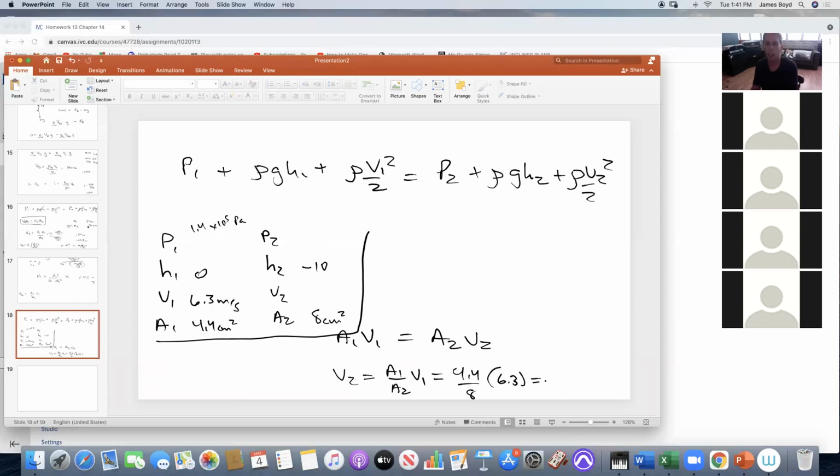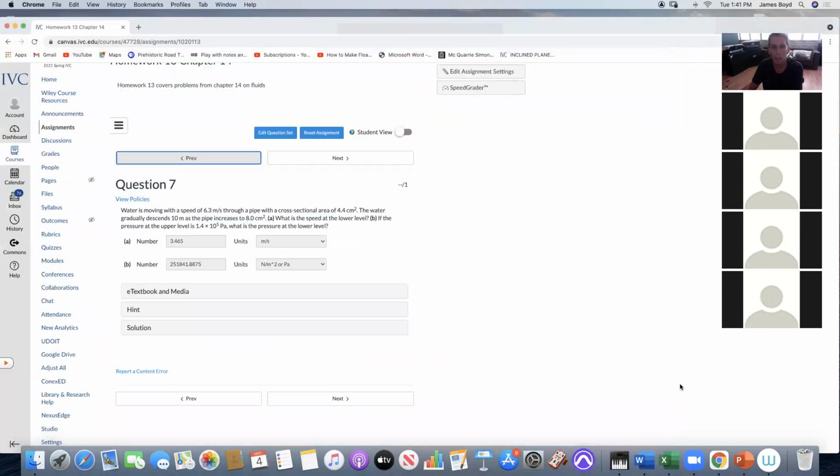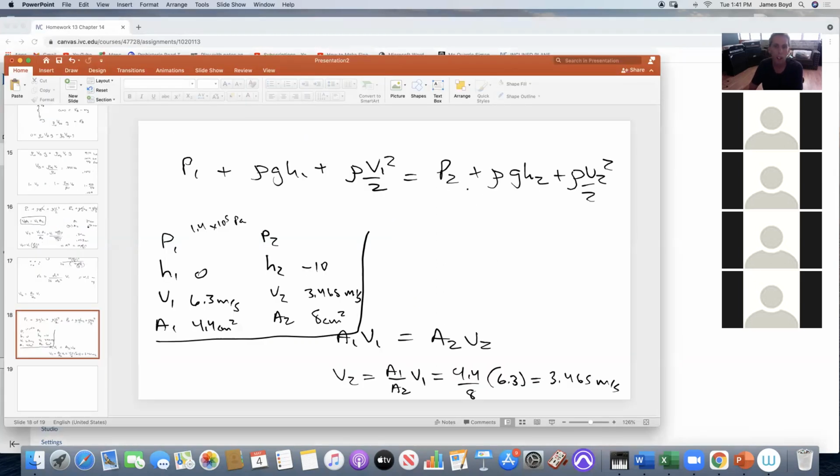That is 4.4 times 6.3 divided by 8, 3.465 meters per second. And then we want the pressure at the lower level. So looking at this, we want P2 is equal to P1 plus rho g (H1 minus H2) plus rho (V1 squared minus V2 squared) over 2.